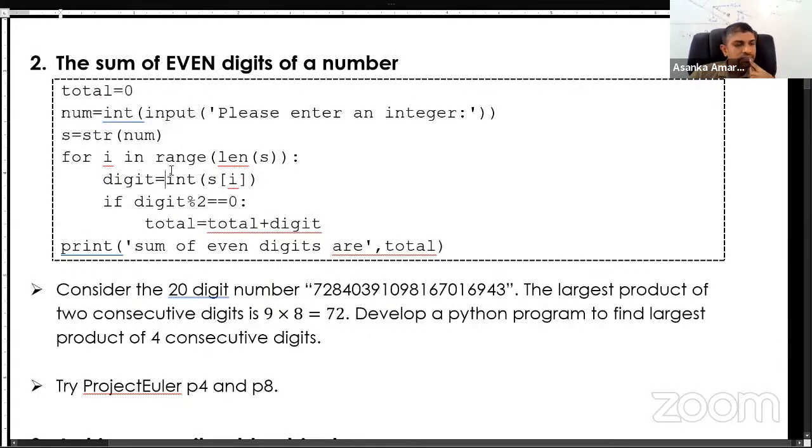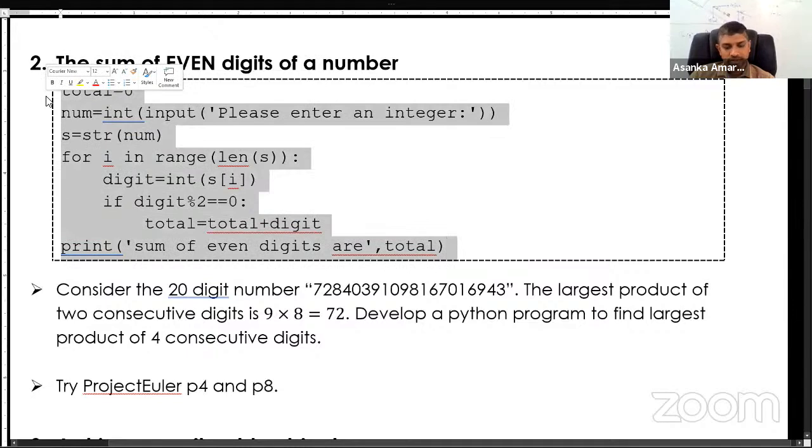In that string, we are going to access elements one by one. That means the digits one by one, right? Each character is again converted into an integer, then only we can use it for division and all. Then we are going to divide it by 2. If the remainder is equal to 0, that means it is divisible by 2, the digit is an even digit. Then we are going to add that digit to the total, because the title is sum of the even digits of the number.